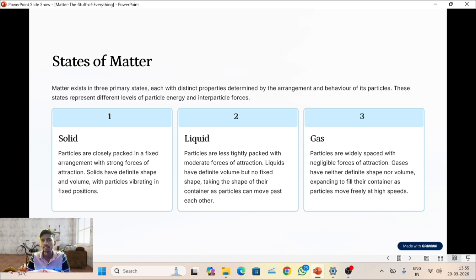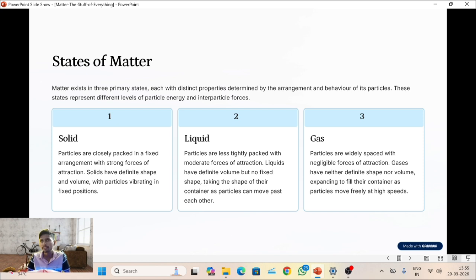सेकंड आता है लिक्विड. पार्टिकल्स आर लेस टाइटली पैक्ड with moderate force of attraction. Liquids have definite volume but not fixed shapes, taking their shape of their container as particles can move past each other.